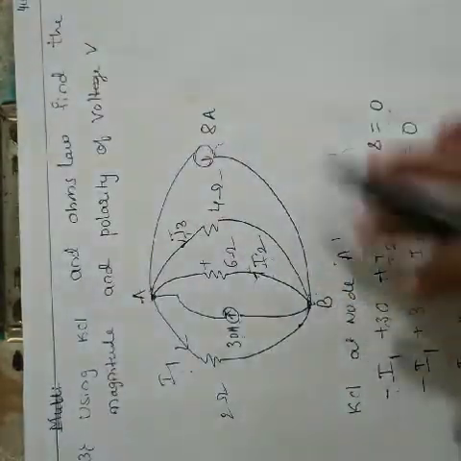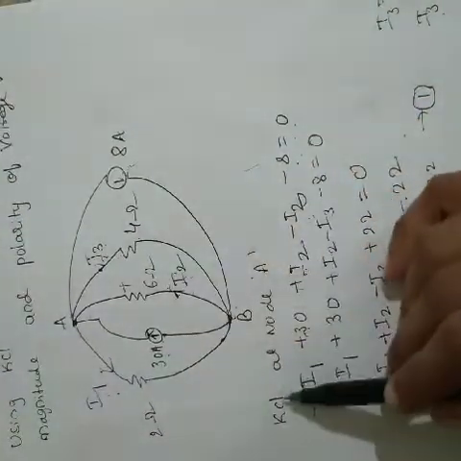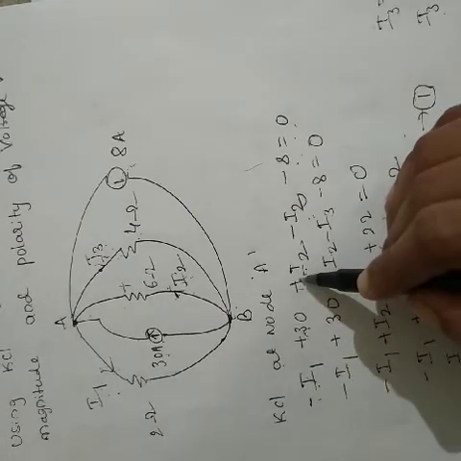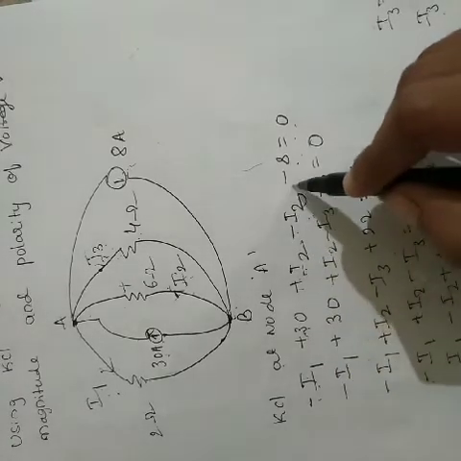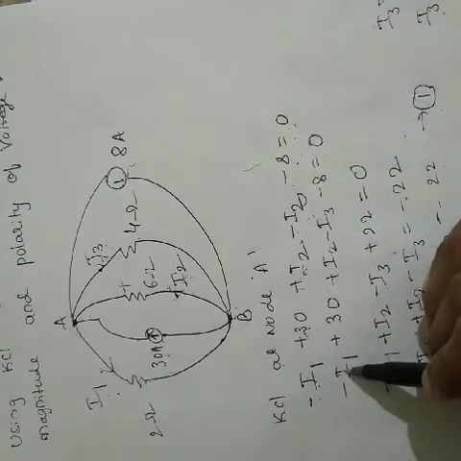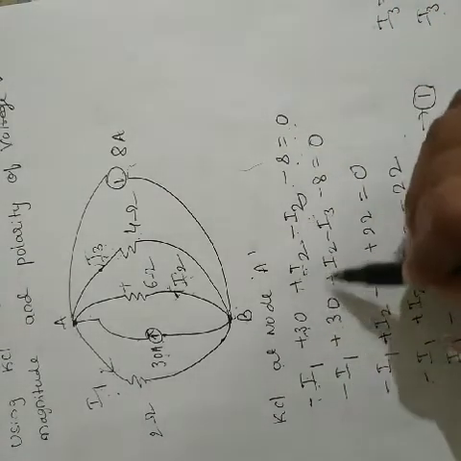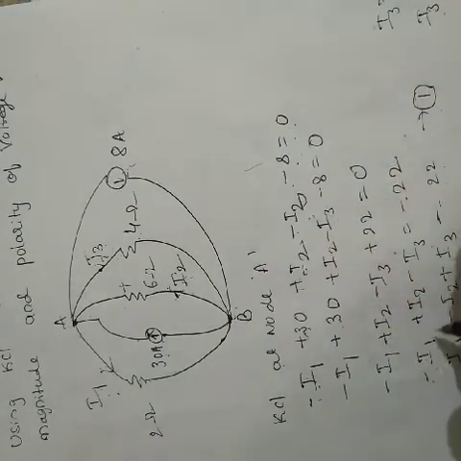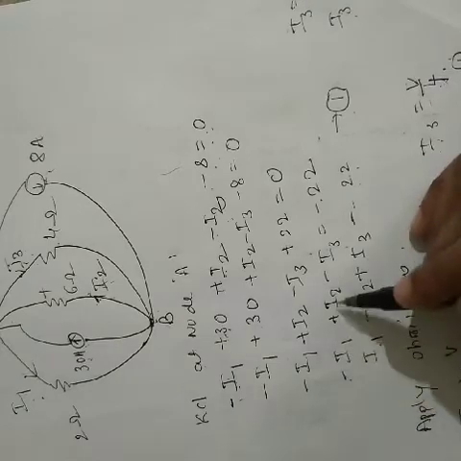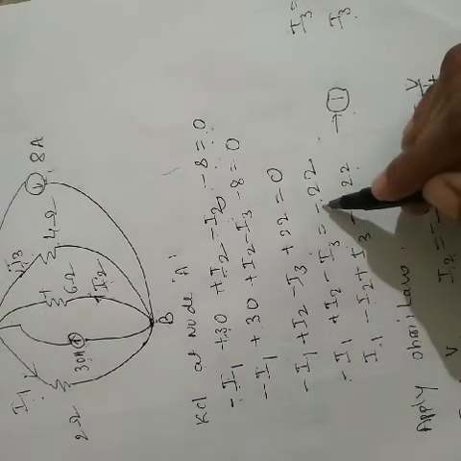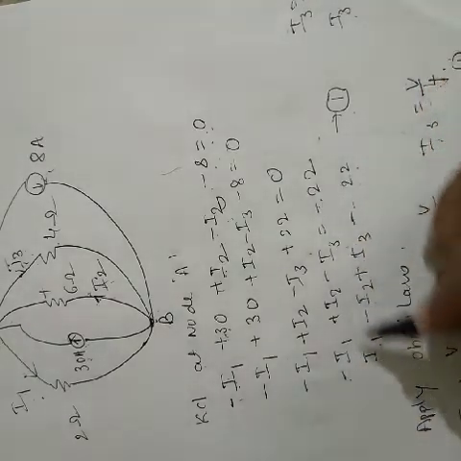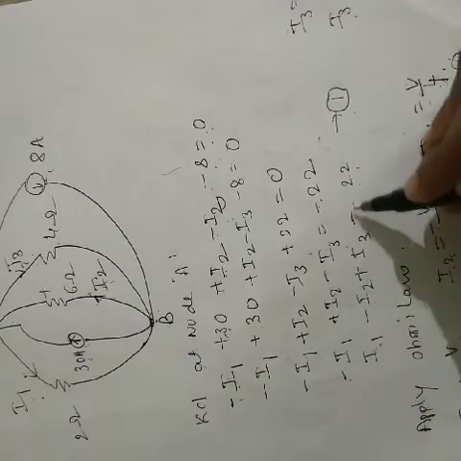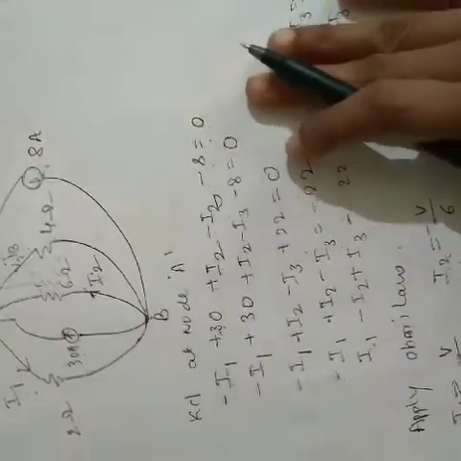Okay, you can write this in the form of an equation. Apply KCL at node A: minus I1 plus 30 plus I2 minus I3 minus 8 is equal to 0. Minus I1 as it is, plus I2 minus I3, 30 minus 8 means plus 22. Therefore, the equation becomes minus I1 plus I2 minus I3 is equal to minus 22. Removing the minus on both sides, the equation becomes I1 minus I2 plus I3 is equal to 22. Call this equation number 1.